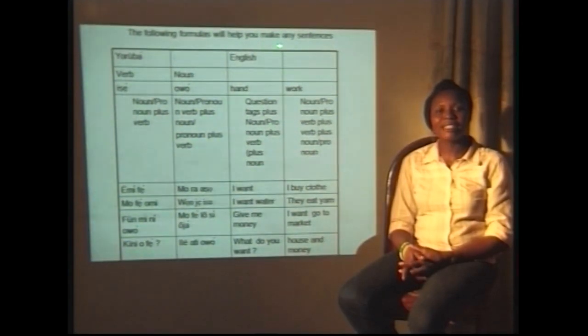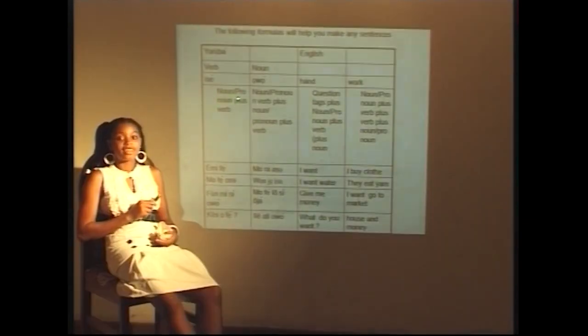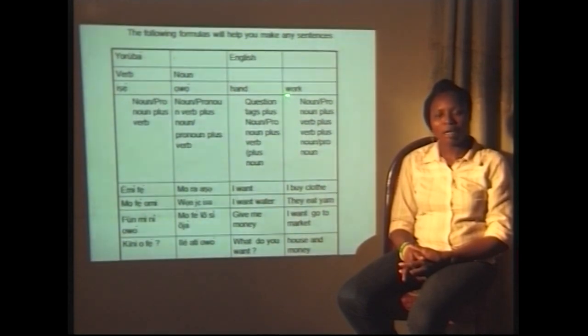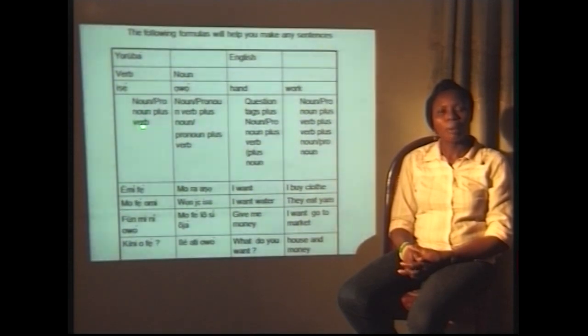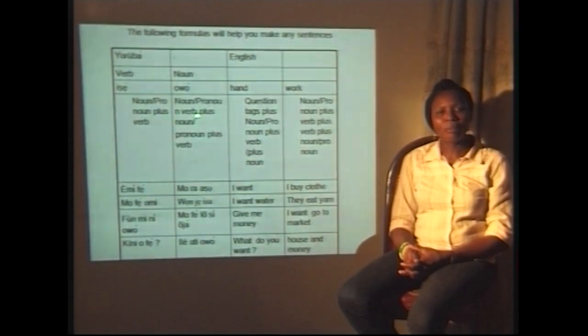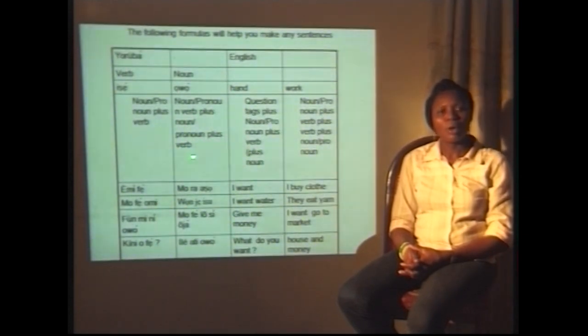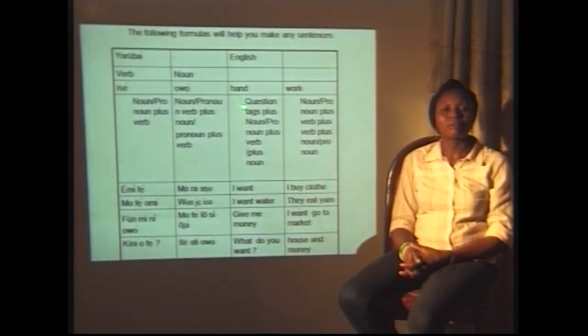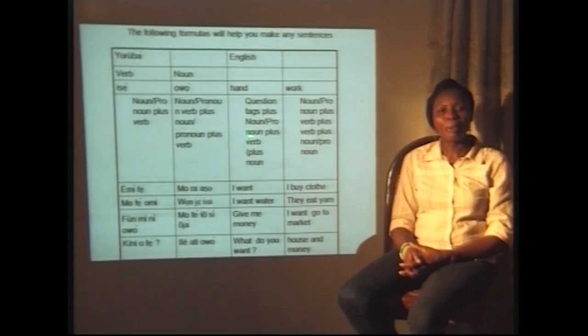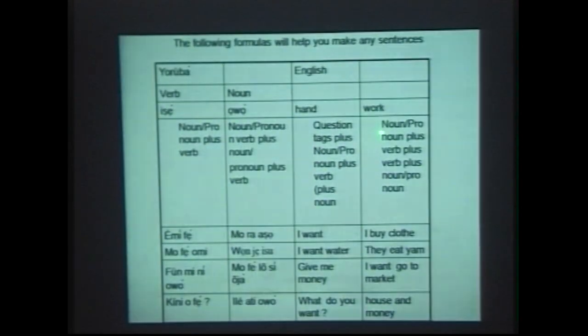The following formulas will help you make any sentence in the Yoruba language. Yoruba, English, verb, noun: ise, owo, hand work. Combining noun, pronoun plus verb will help you to make a sentence. Noun or pronoun, verb plus noun, pronoun plus verb will help you to make another sentence. Question tag plus noun or pronoun plus verb plus noun will also help you to make another sentence. A combination of noun, pronoun plus verb plus noun or pronoun can also help you to make another sentence.